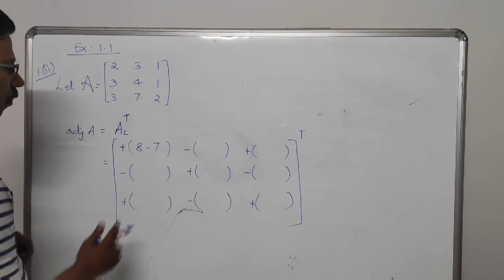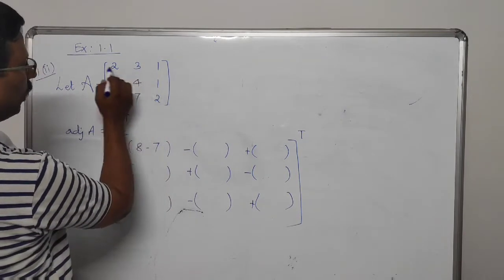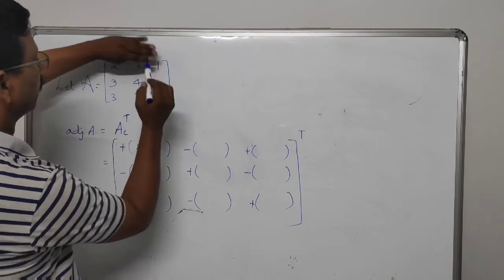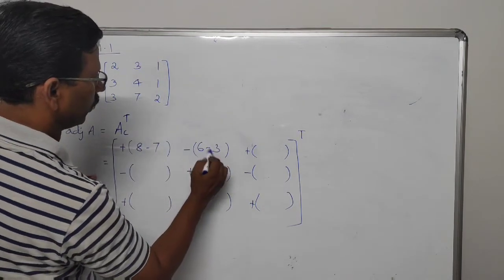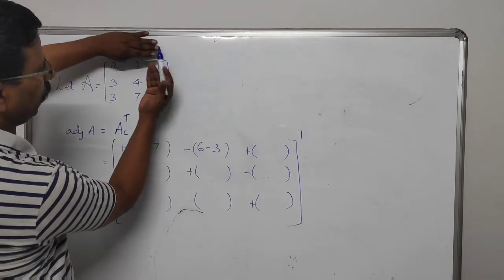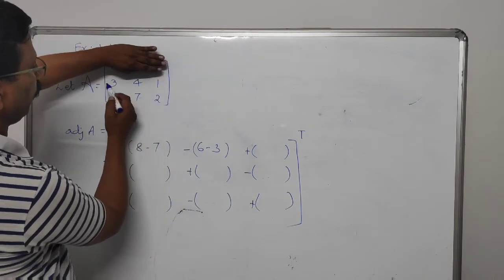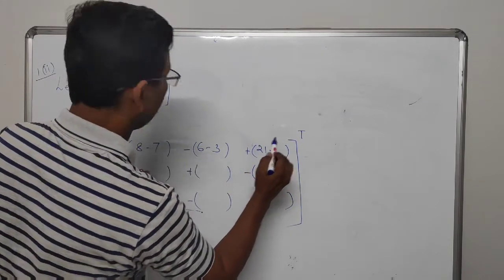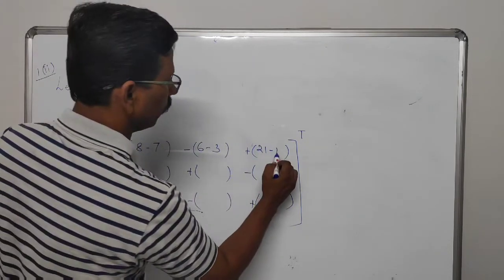Okay. Now the second one is for this one. If we leave this row and this column, we get the elements, 3 2s are 6 minus 3. 6 minus 3. Now, next, you take this one. Leave first row, third column. Find the value of this one. 3 7s are 21, minus 3 4s are 12.